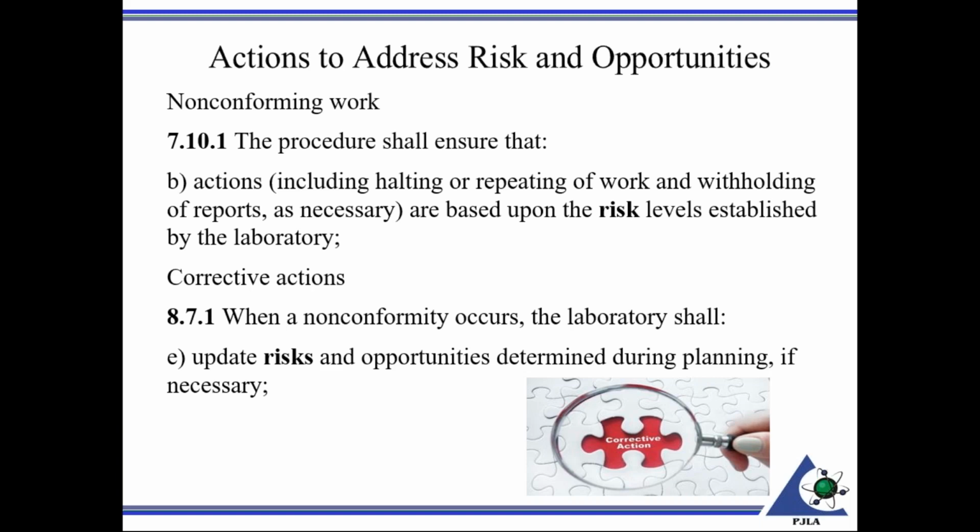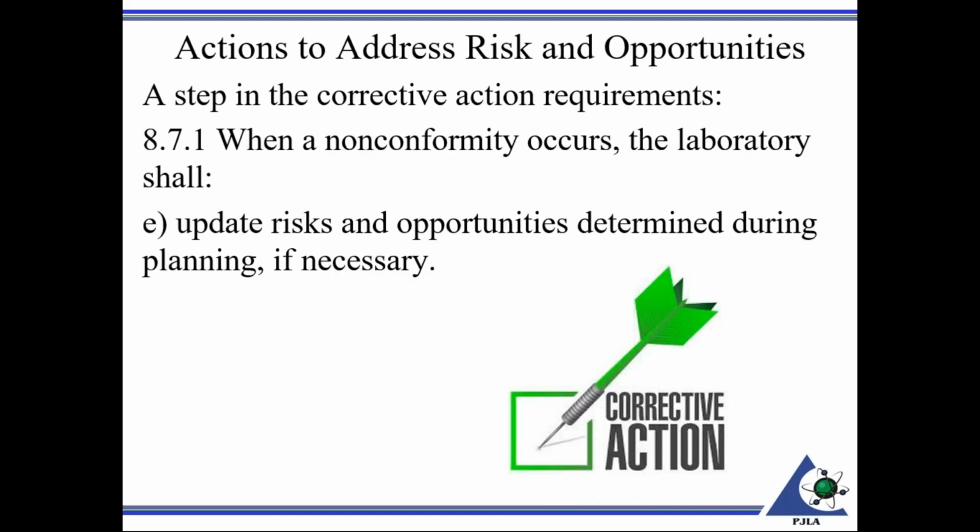Under corrective action, update risk and opportunities. So I think I may have captured that here. Yep, look at this. This is a requirement in corrective action, a step that's been added. So you take corrective action, you have a non-conformance. One of the clauses, 8.7.1 e, says update risks and opportunities determined during planning, if necessary. So the way I like to put this is a requirement that during the process of taking corrective action, you need to ask yourself, hey, were any risks or opportunities presented during the planning and implementation of this corrective action?